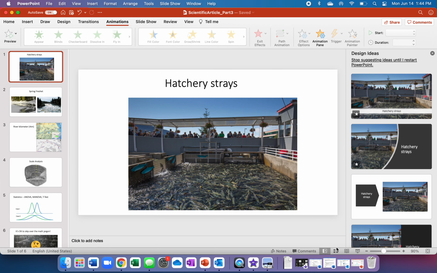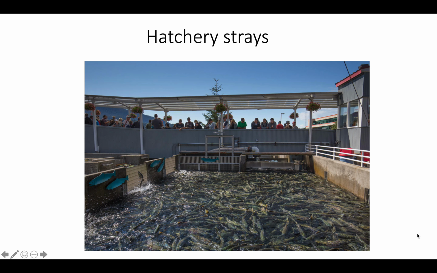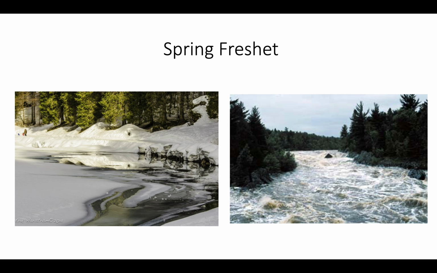Okay, so a couple of terms before we get into actually reading it. One is they mention some hatchery strays in the methods section. Hatchery strays are hatchery salmon that did not return to the hatchery. For some reason or another, they returned to a stream and ended up spawning with wild fish. Okay, so that's what hatchery strays are. They also refer to something called a spring freshet. That's just a spring flood.